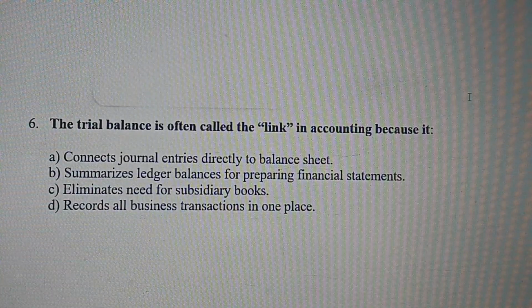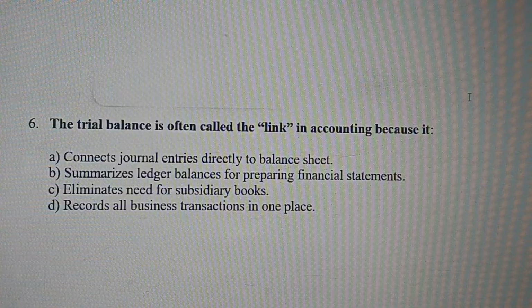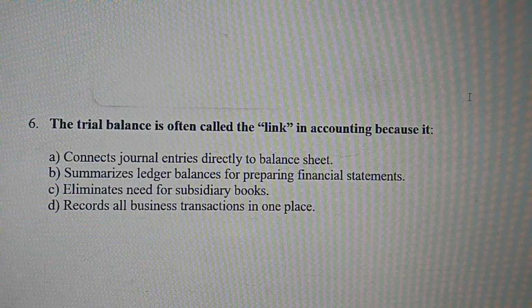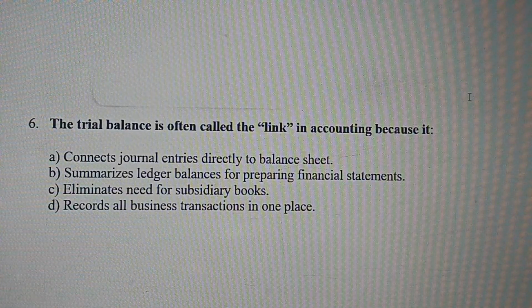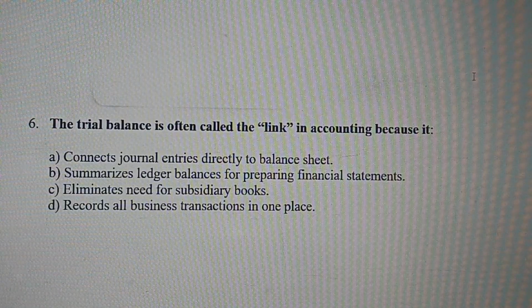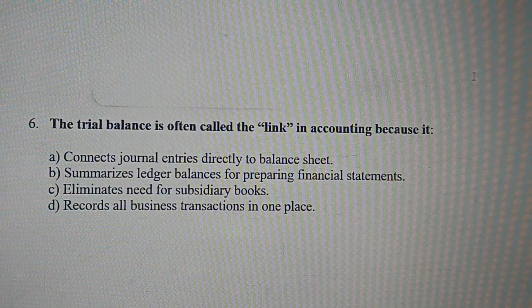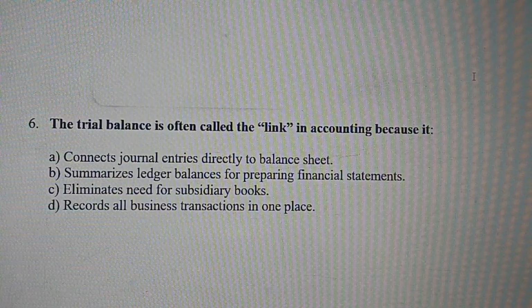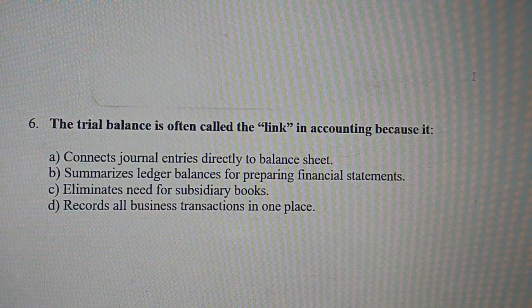The next question. The trial balance is often called the link in accounting because it connects journal entries directly to balance sheet, summarizes ledger balances for preparing financial statements, eliminates need for subsidiary books, records all business transactions in one place.